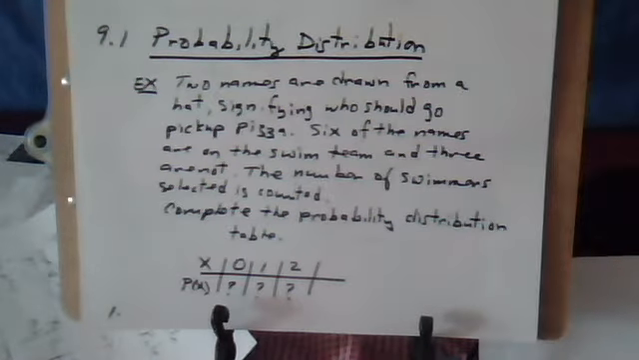Probability distribution. It's about how the probabilities in the sample space, or the universe of the problem, are distributed or assigned.